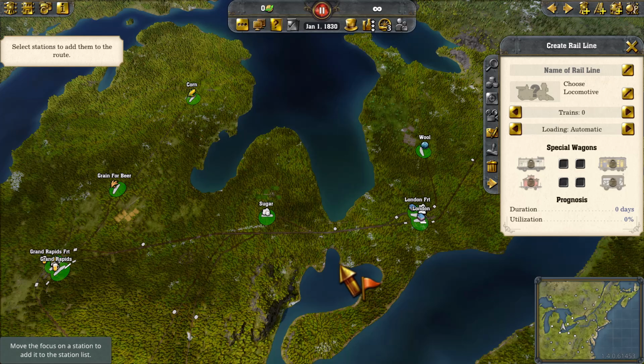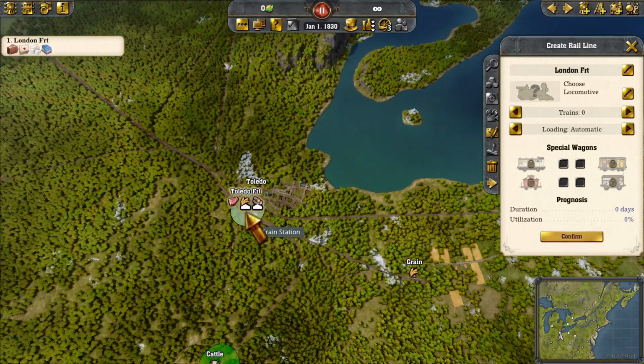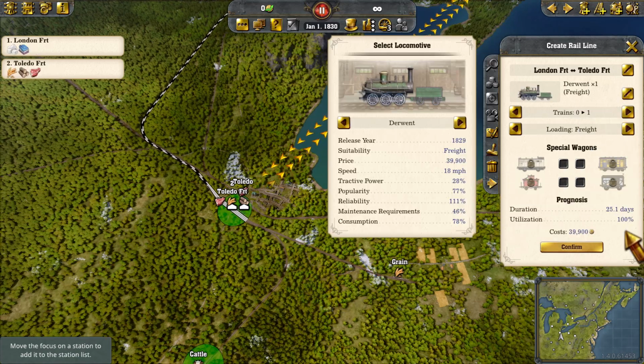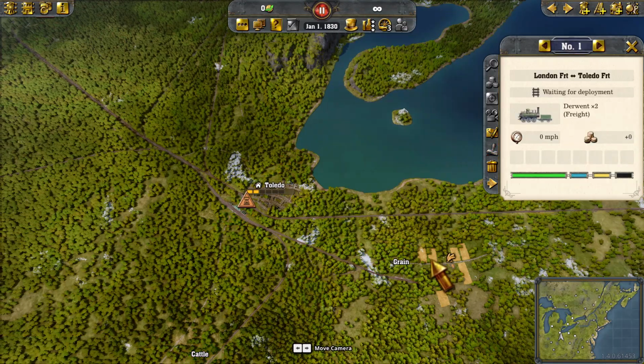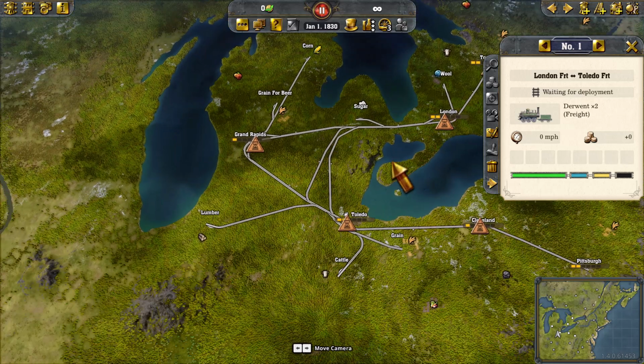So we would want an 18 frequency coming out of London to Toledo. So an 18 frequency, if we put a train on it with freight only, it's 25 days. We're going to need a couple of trains to get that done. All right, so that's our city line. So now we can transport between them.